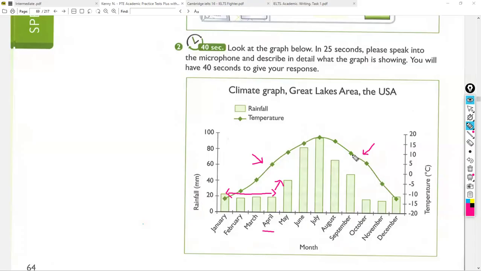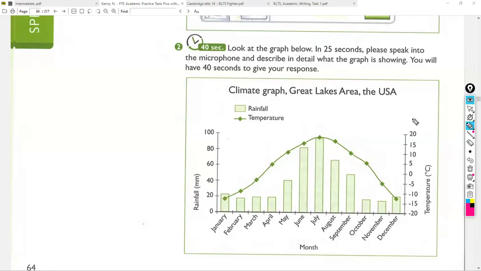This green line. This is about what? The temperature. Exactly. So this is it. Now let me give you a chance. Can you please describe the image again?